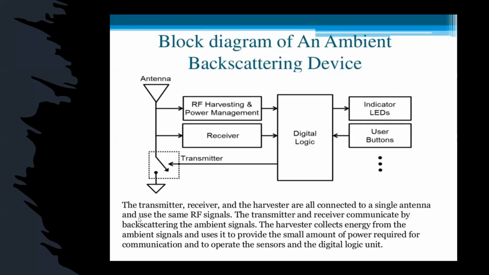Sent to the reader. The transmitter, receiver, and the harvester are all connected to a single antenna and use the same RF signal. The transmitter and the receiver communicate by backscattering the ambient signals. The harvester collects energy from the ambient signals and uses it to provide the small amount of power required for communication and to operate the sensors and the digital logic unit.